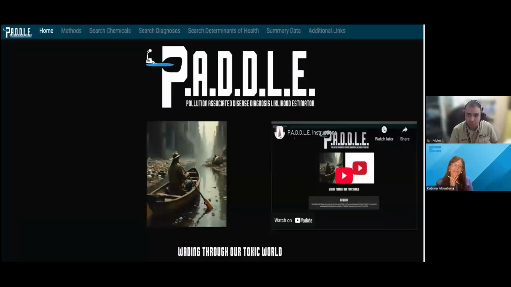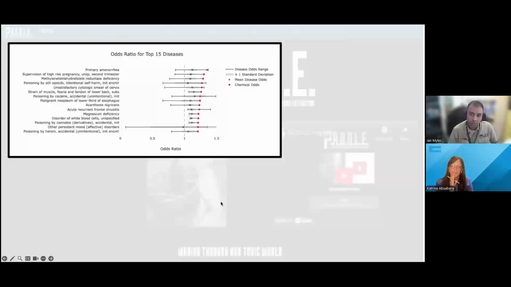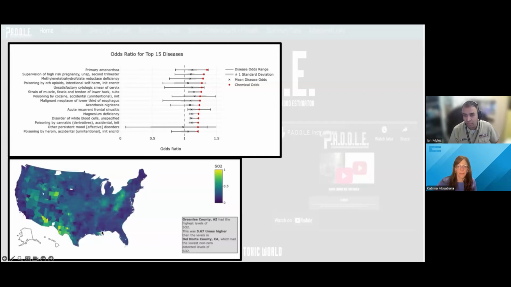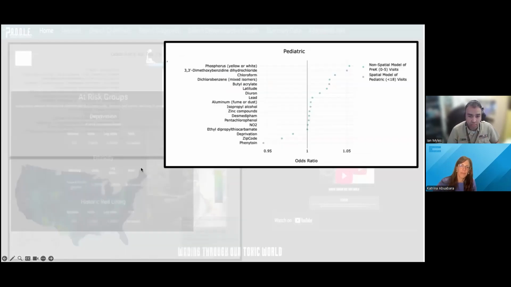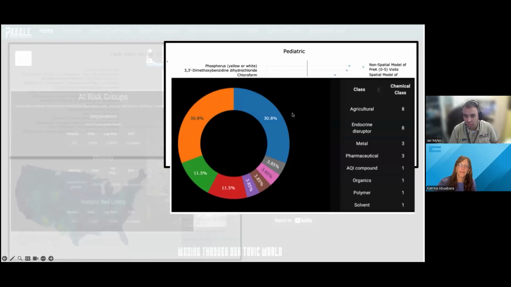So I'll just, for 1 minute, mention we created this entire website, which we're calling Paddle, which will allow you to look through every single disease in the same way that we did. So we can look at something by chemical and say, how associated is this chemical with every individual different disease? Where does this chemical show up in the United States? How strongly does it associate with poverty and segregation, basically? And then you could go the other direction and say, all right, I want to know what chemicals are associated with the disease that I'm interested in for children and adults.